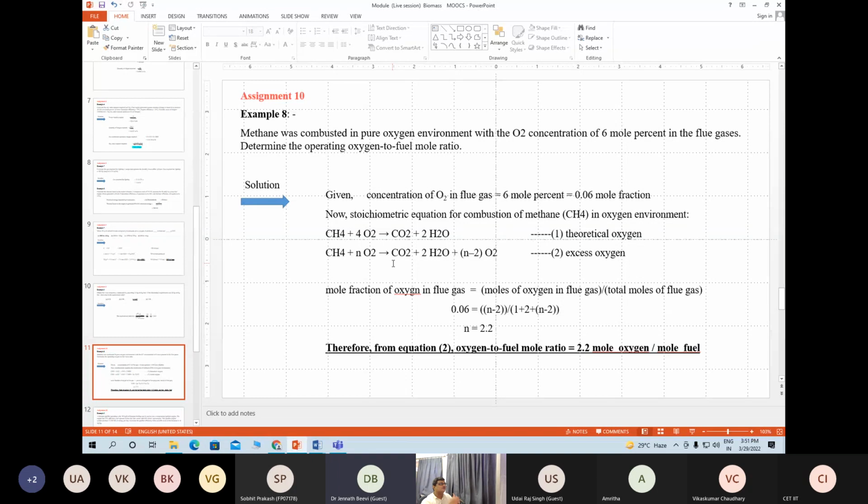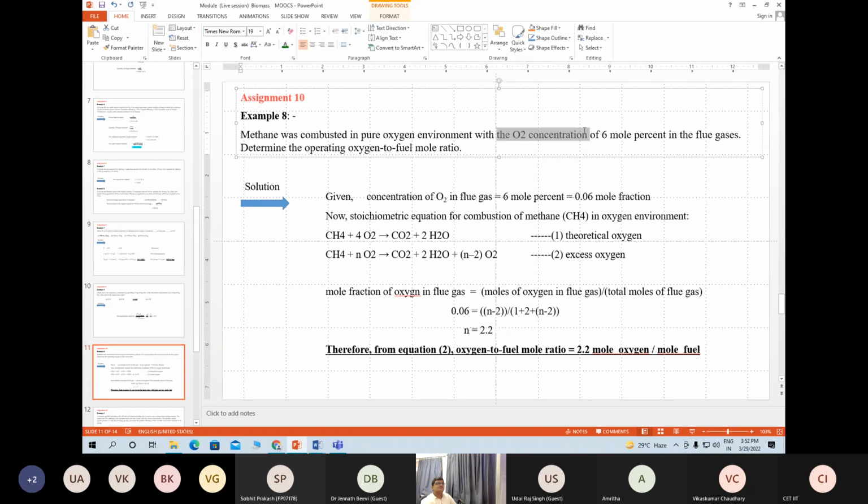The methane was combusted in a pure oxygen environment. That is the pure oxygen which is getting used here. There is no nitrogen in this, as there is no air. The combustion is with an O2 concentration of 6 mole percent in the flue gas. That means some excess gas is getting fed inside the combustor during this particular combustion process. As a result, some amount of oxygen is coming out in the flue gas.